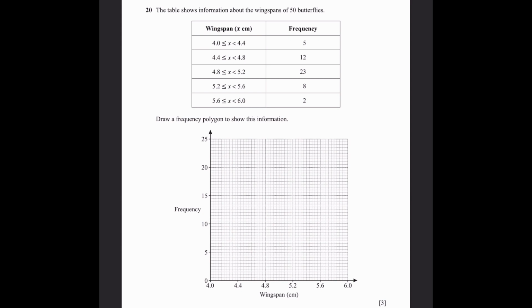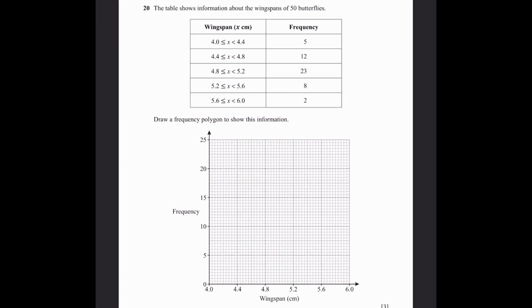Question 20. The table shows information about the wingspans of 50 butterflies. So these are the wingspans and these are the frequencies. Draw a frequency polygon to show this information. Okay, so first of all, to draw the frequency polygon, we need to know the midpoints of all of these groups. So in the first group, 4.0 and 4.4, we find the average. So let's just put a column for a midpoint. We can find the average of these two values, the lower bound and upper bound, to find the midpoint, which is what we need to draw the frequency polygon.